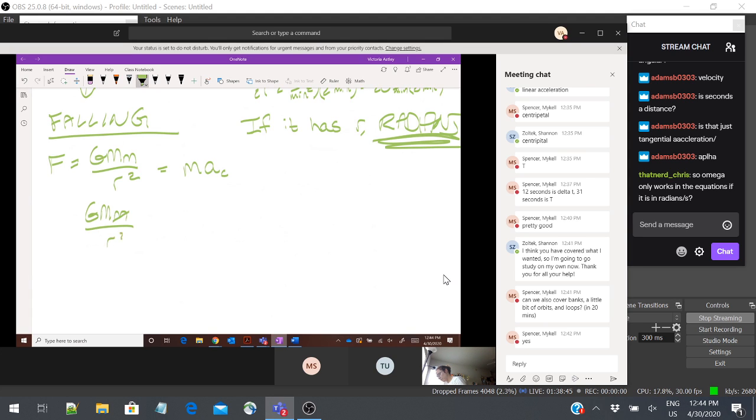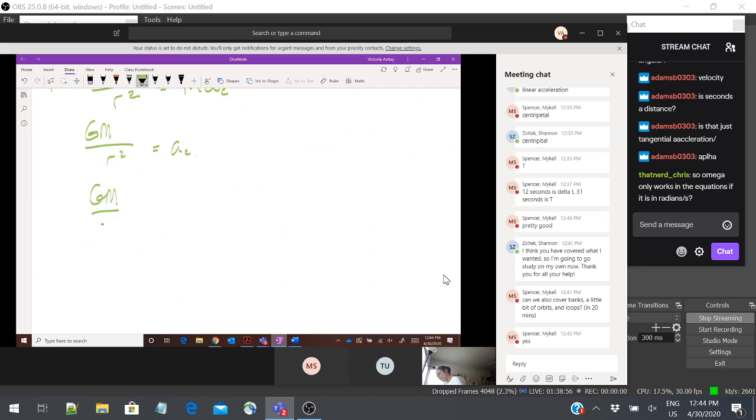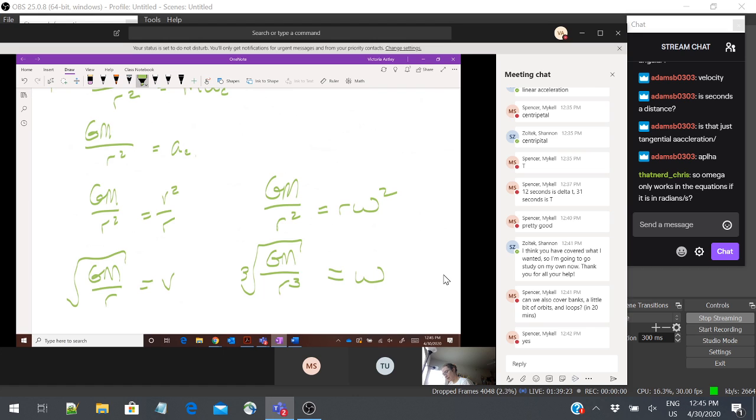So the m's will cancel, which is lucky for us, because if they didn't, it would be hard to go to space. And your acceleration, you can write this as v squared over r, or as r omega squared. So basically, the idea here is GM over r cubed, cube root is omega, GM over r, square root is v.